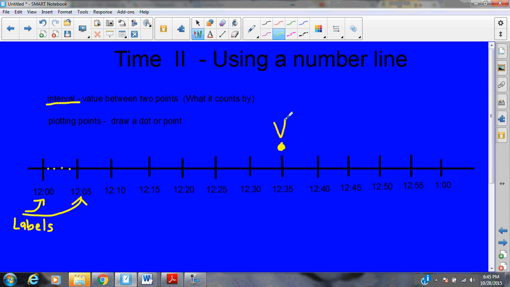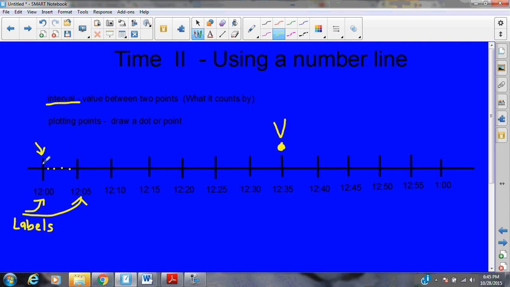So now I've shown you what an interval was, and I've shown you how to plot a point on a number line. And so when you are filling in your number line, they might tell you to give the beginning and the ending times. So you're going to start at the first tick mark. By the way, these lines here are called tick marks. And so at the first tick mark, you're going to put your beginning time, and at the last tick mark, you're going to put your ending time. And then in between, you're going to count by whatever interval they tell you to count by.